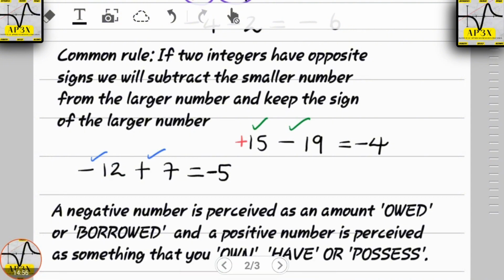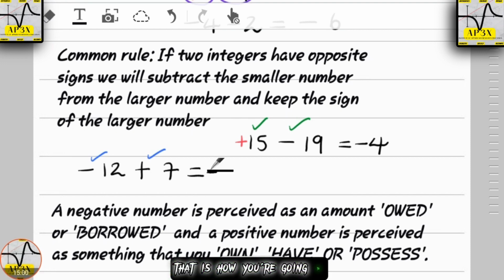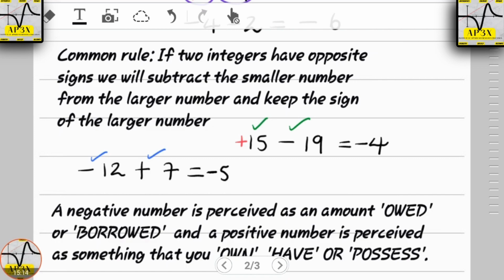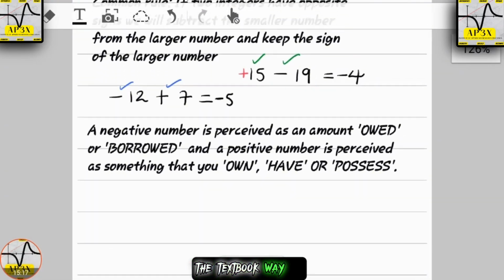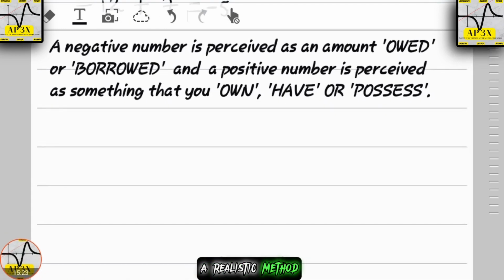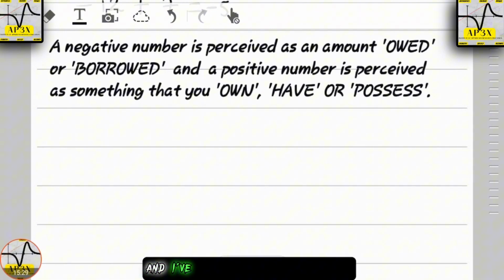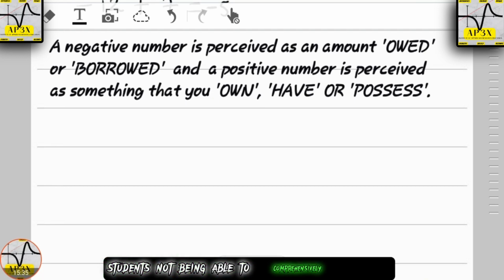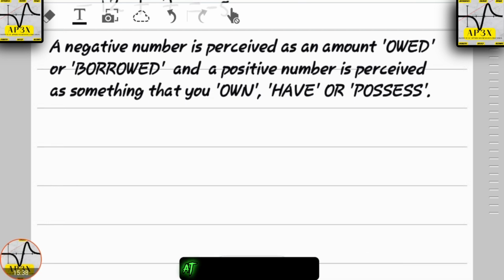So that is how you're going to always do the problem. And this is generally how you're going to find a lot of math teachers will teach you when it comes to directed numbers, or what I would refer to as operations with integers. So that is now the textbook way. Now I'm going to be introducing to you a method. It's a mental method, a realistic method, which I've been using for the better half of, say, 5 to 6 years, and I've gotten a lot of good reviews in terms of students not being able to comprehensively work out problems like these at the fundamental level.